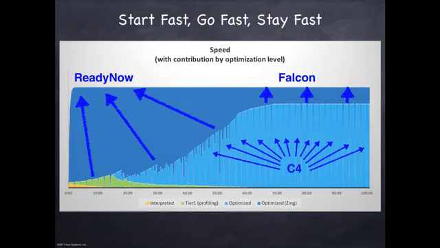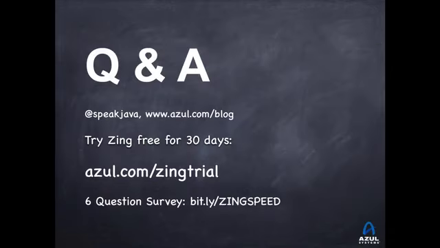Right, going back to our speed graph, just to finish off, the idea is that we have these 3 things in Xing. The idea of Ready Now is to push the envelope so that we can shift away from the warm-up period, away from de-optimizations as much as possible. We have Falcon, which can take the code and compile and optimize it to a level which pushes the envelope further up. And then we have C4, our garbage collector, which eliminates the pauses as we go through. So the idea is to start fast using Ready Now, go fast using Falcon, and stay fast using C4.